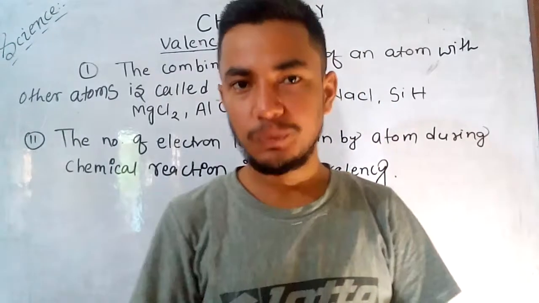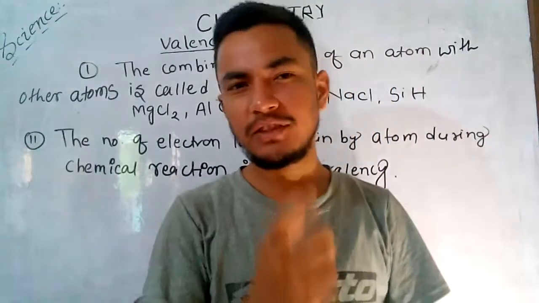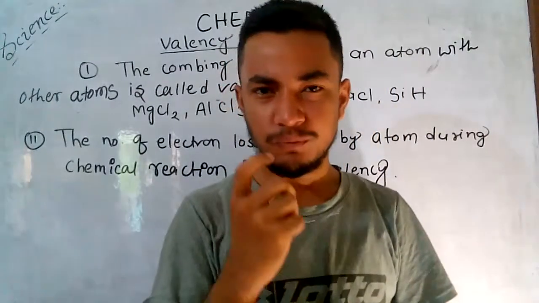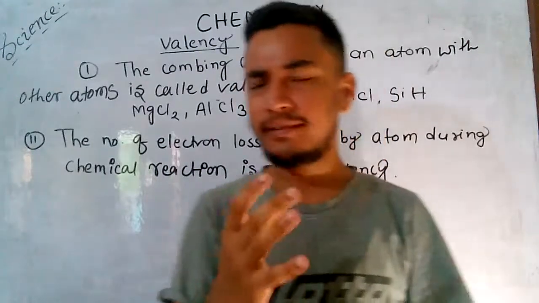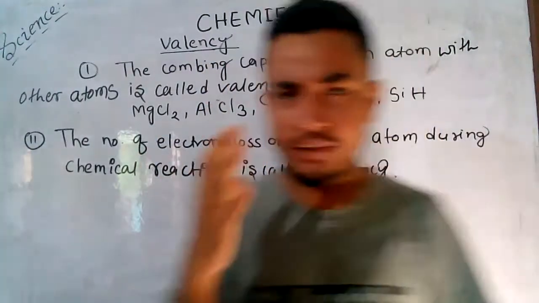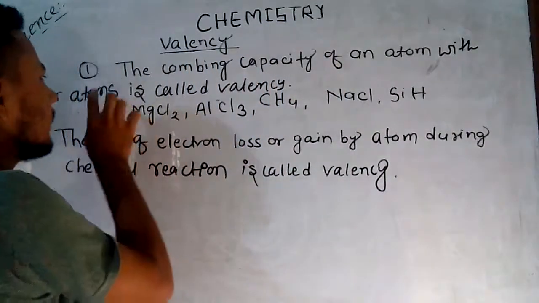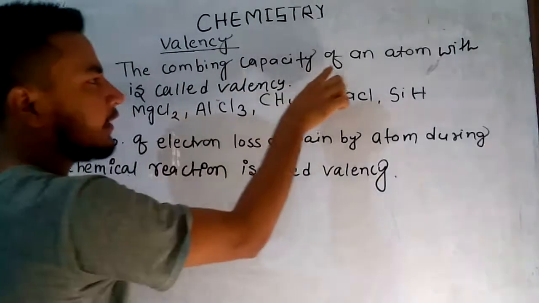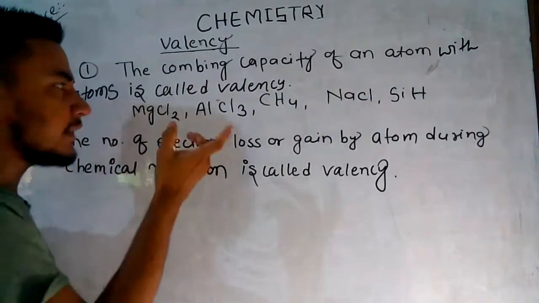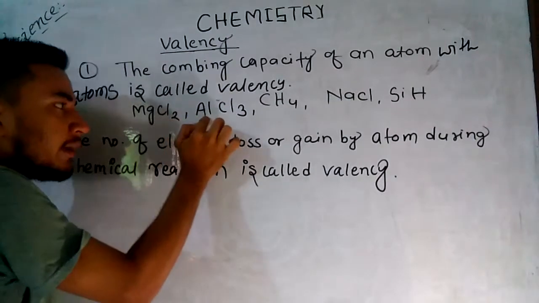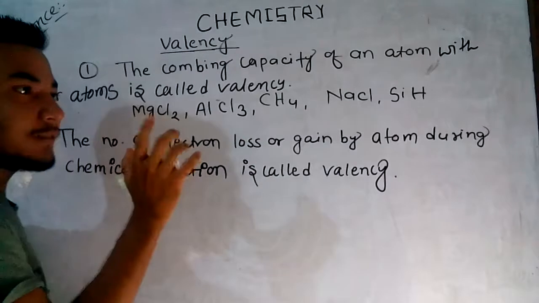So in this lecture we'll talk about valency and how we can calculate the valency of every atom in a few minutes or a few seconds. So let's talk about valency. Here I have written two definitions of valency. The first one is: the combining capacity of an atom with other atoms is called valency. It means that one atom combines with how many other atoms, so that is its valency.